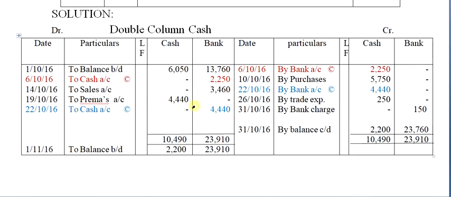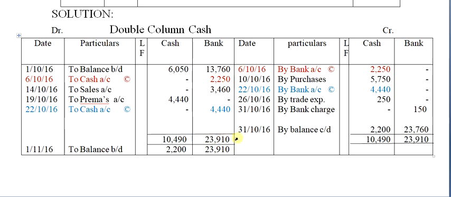Now what do you need to do? Total it on both the sides. So now you total it under the cash column, debit side as well as the credit side. Now I think the debit balance is more. How much is the debit balance? 10,490. The same balance to the credit side also, cash column 10,490 minus 2,250 minus 5,750 minus 4,440 minus 250. We'll be getting the remaining closing balance of how much? 2,200, my dear students. Again, moving on to the next, the bank column, total it on both the sides.